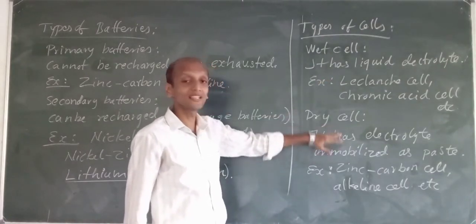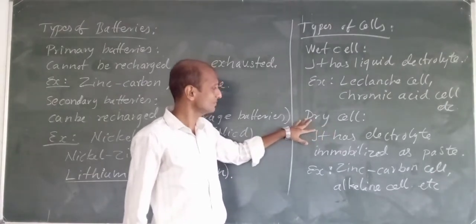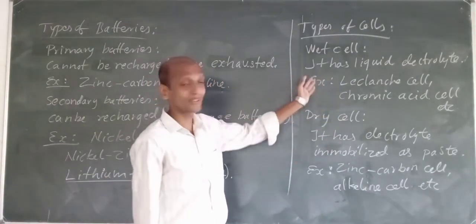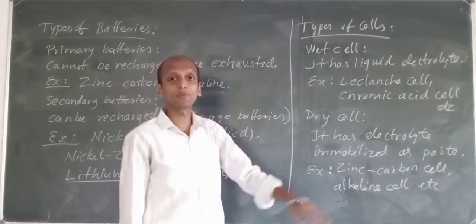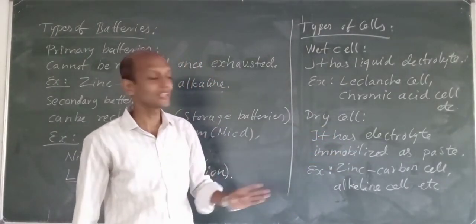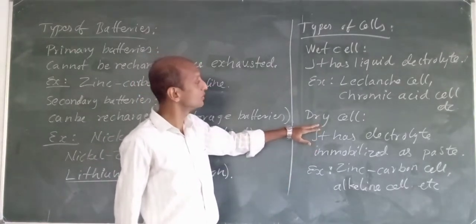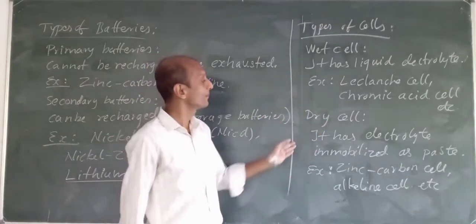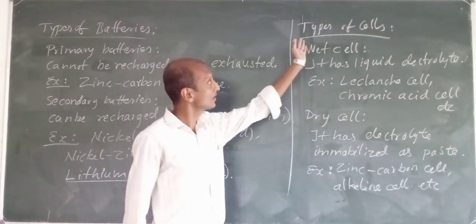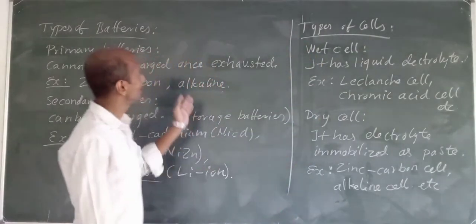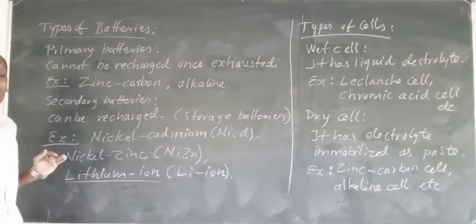Dry cells are maintenance free. We don't have liquid electrolyte; the electrolyte is in the form of a paste and is immobile. So it is better than wet cells. Now we have wet cells and dry cells in types of cells, and primary batteries and secondary batteries in types of batteries.